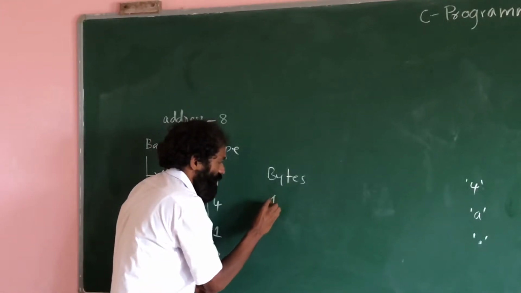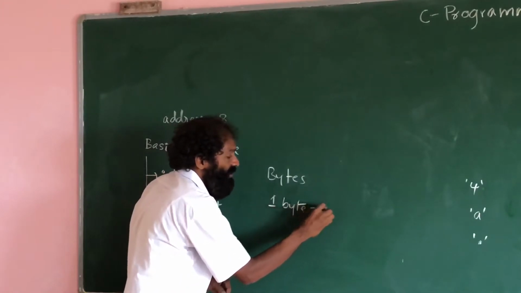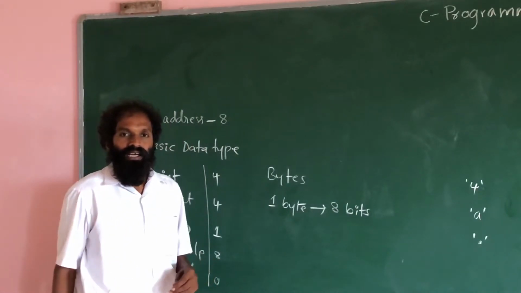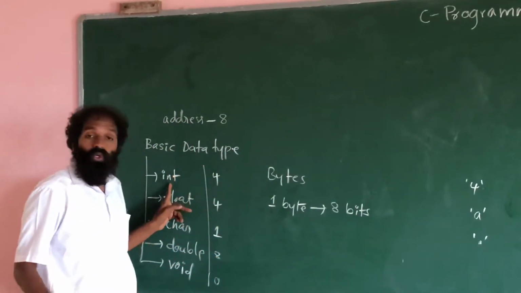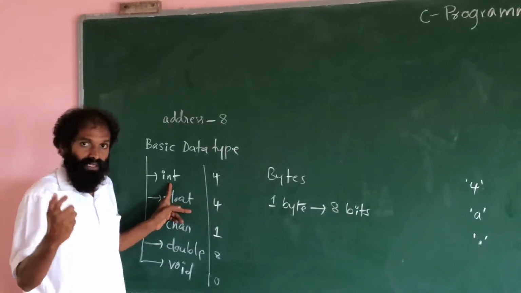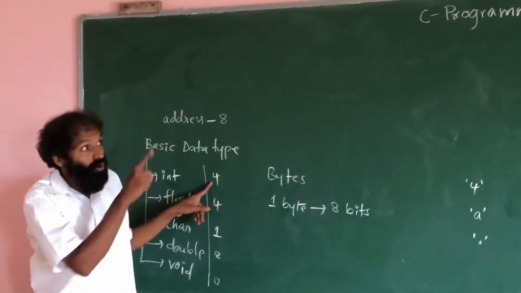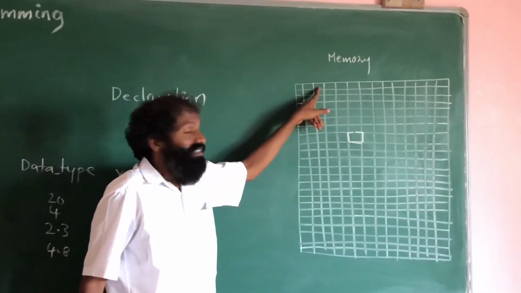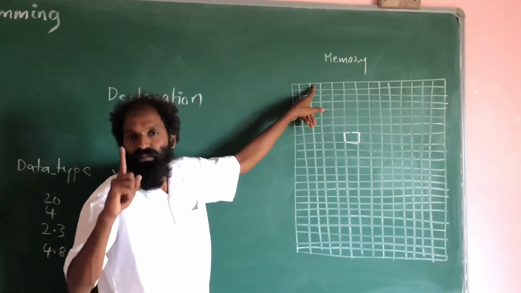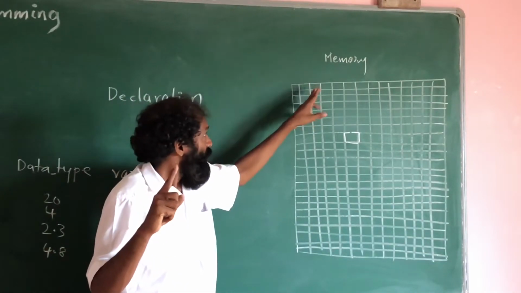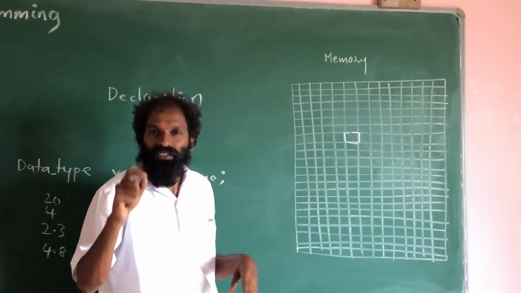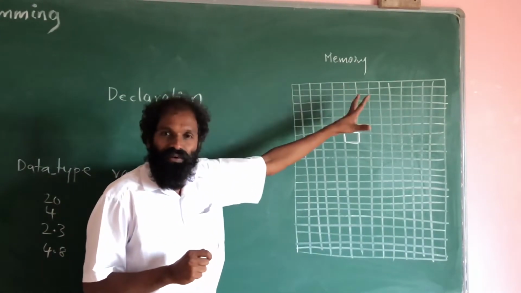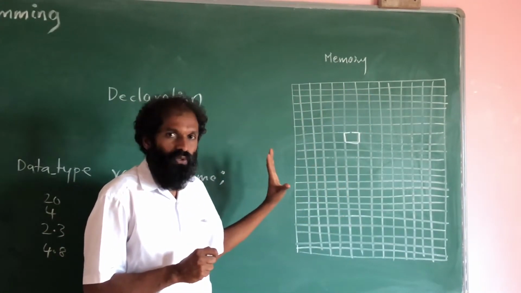1 byte is equal to 8 bits. Like this, if you want to store a whole number in the box, we need 4 boxes, because each box size is 1 byte. Every box has the capacity of storing only 1 byte of data. And it has one fixed number that is called the memory address, that I have told you already. Okay.